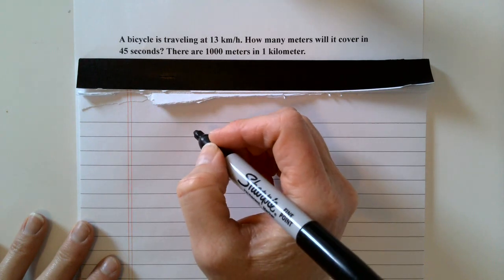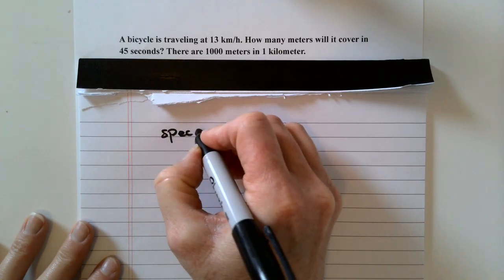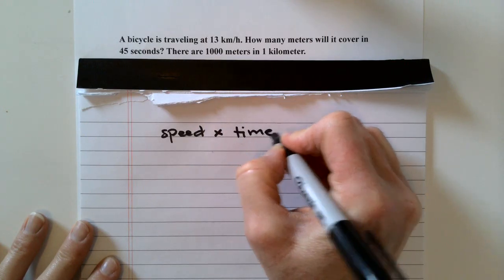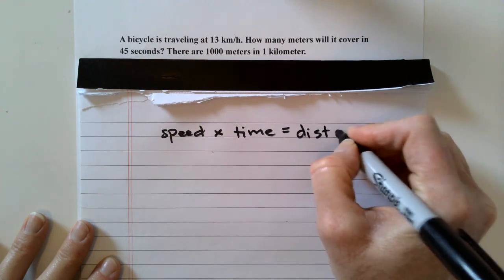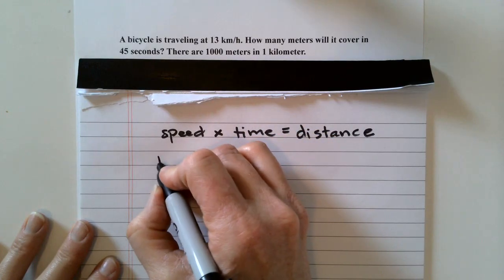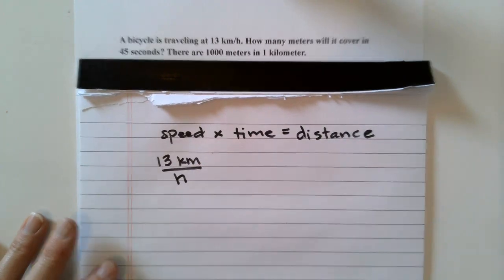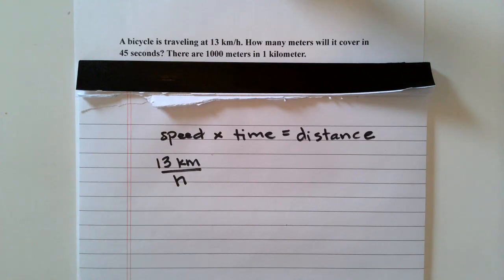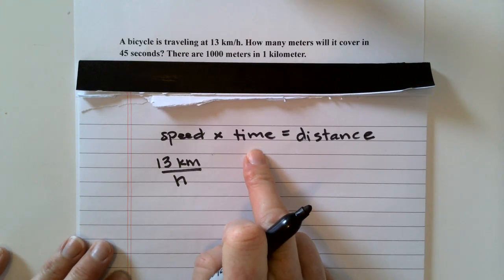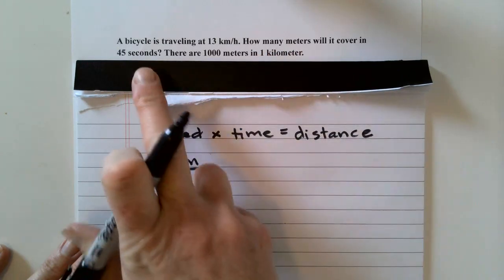Okay, the first equation we'll be using is the fact that speed times time is equal to distance. So we'll be using this formula. The speed that we're given is the bicycle is traveling at 13 kilometers per hour. Now, the most important thing with this formula is that your speed and your time have to have matching units. So this is the speed, and we're going to multiply it by the time that we have. How many meters will it cover in 45 seconds?